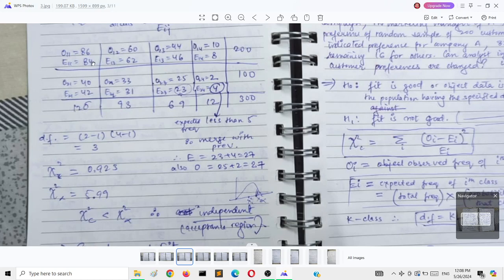This is how we actually calculated 84, right? In a similar fashion here, the row total will be 200 only, but the column total is 93 divided by 300, and we actually got 112. In a similar fashion, you will fill up the particular table, right?